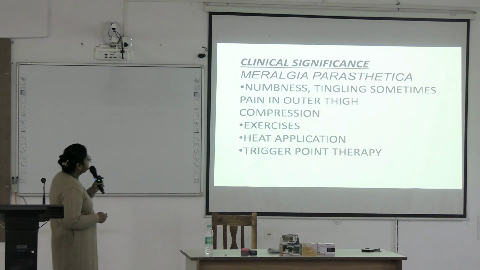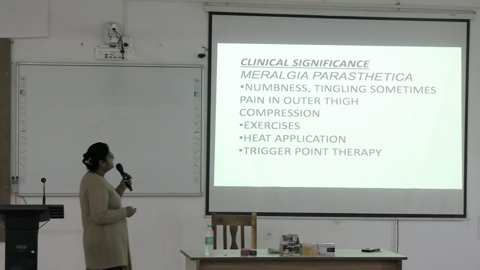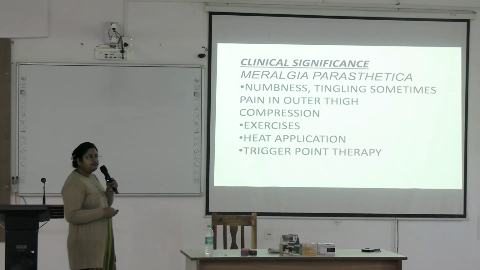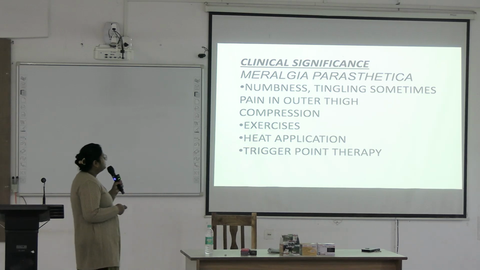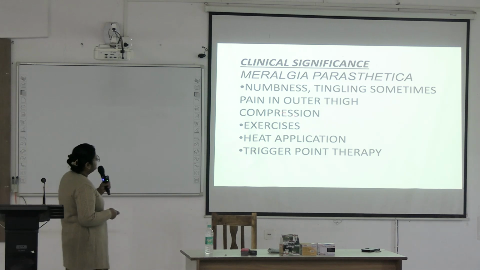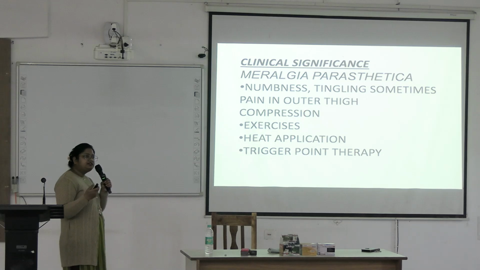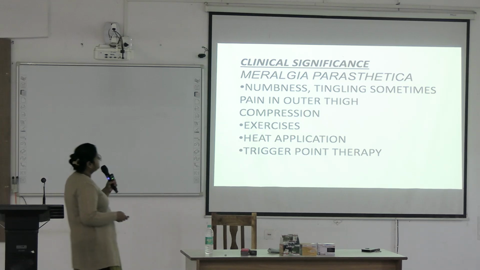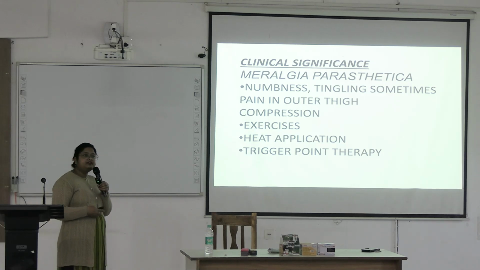What will be the clinical significance? In case of involvement of this nerve, there will be meralgia paresthetica. Okay, this is given in your theory question, meralgia paresthetica. It leads to numbness, tingling, sometimes pain in the outer thigh, and these are the treatment for this compression. You have to include exercises, heat application, and trigger point therapy. Okay, this is the treatment of meralgia paresthetica. It occurs due to compression of this lateral cutaneous nerve of the thigh.